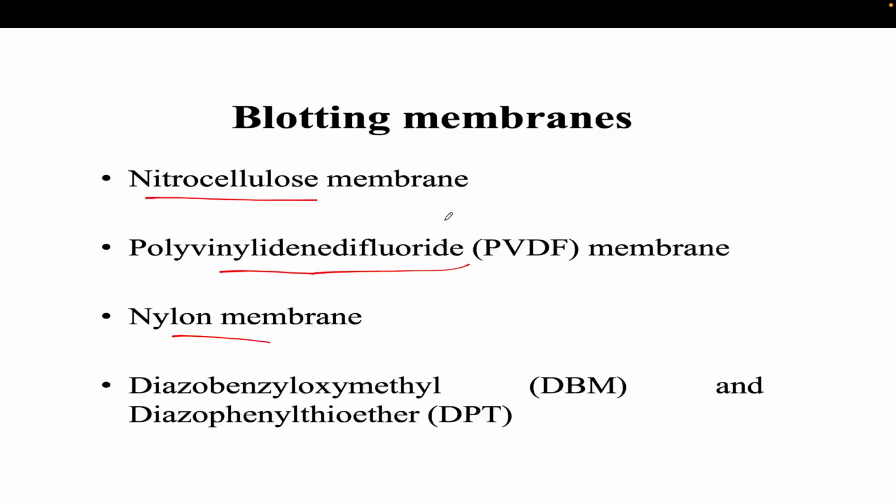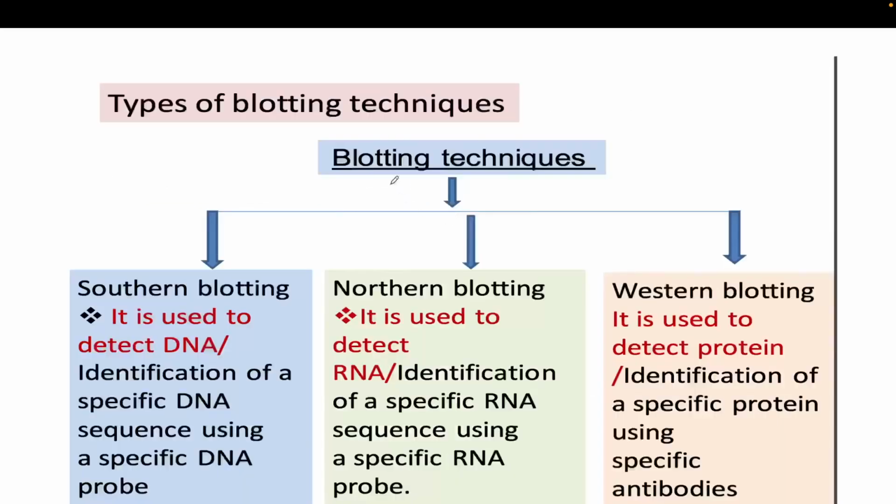Apart from these, there are several other types of blotting membrane, but the sensitivity of these membranes is very high, so they are the standard membranes used in our laboratory. Then there are different types of blotting technique. There are basically three: the first is Southern blotting, the second is Northern blotting, and the third is Western blotting.